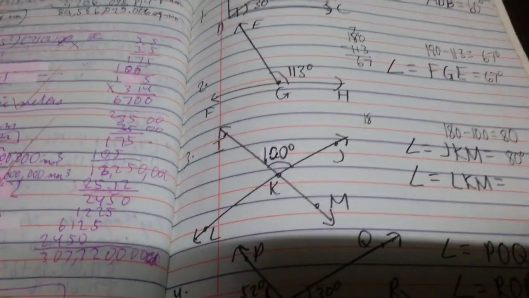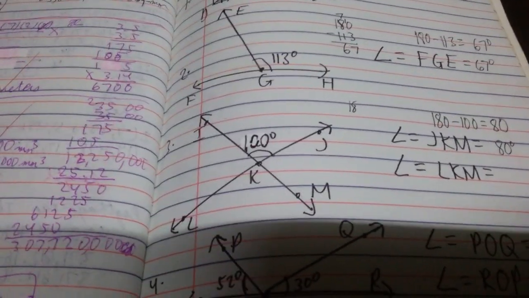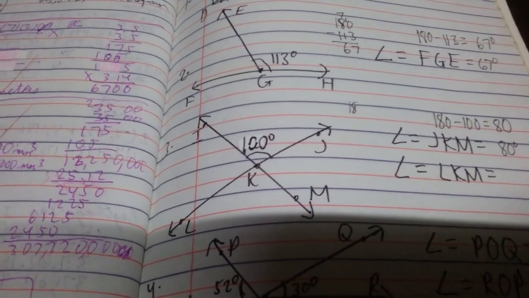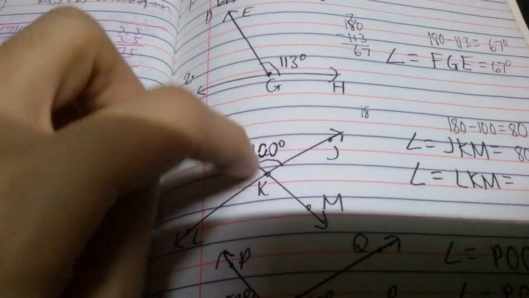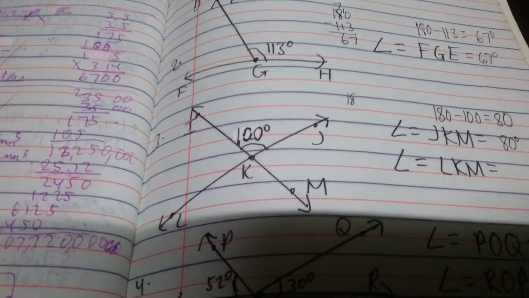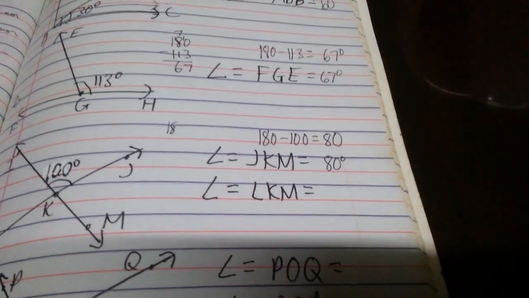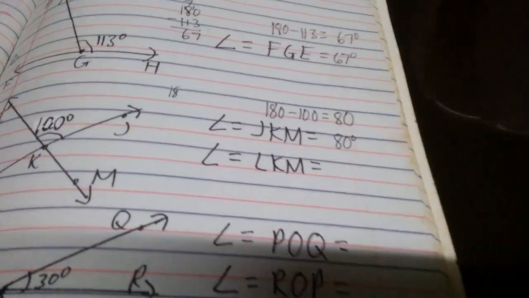Now, we're not done yet because we still have angle LKM, which is this one. However, do you know there's a shortcut here? The shortcut is to apply vertical angles. We know that for vertical angles, the opposite side of this angle should be the same measure as this one. So therefore, we know that angle LKM is also 100 degrees. All right?